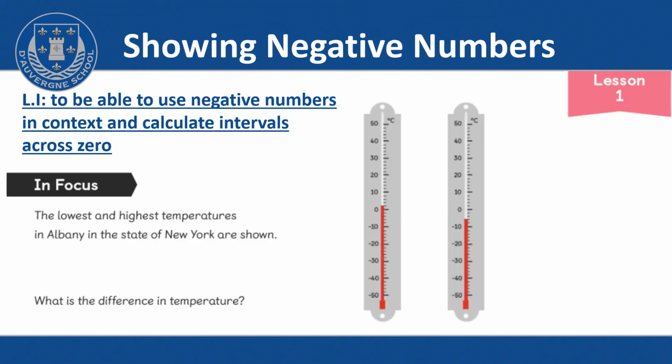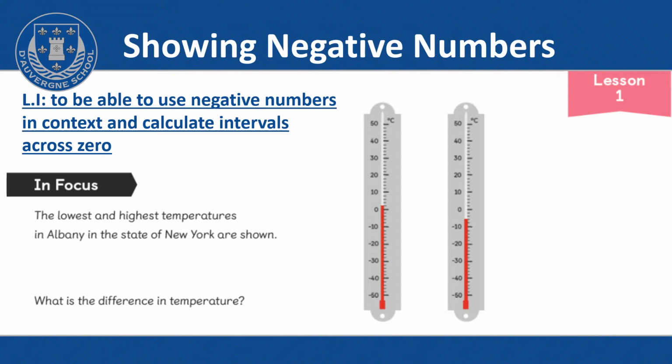Okay, so our learning intention today is to be able to use negative numbers in context and calculate intervals across 0. Now I'm sure you'll be aware when it gets very cold in wintertime, temperatures turn from our normal positive integers into negative numbers when the temperature drops below freezing, and that's when we get our negative numbers.